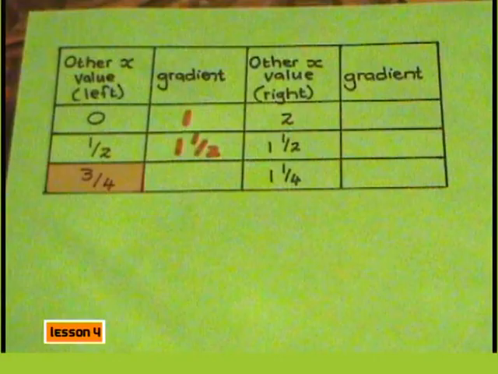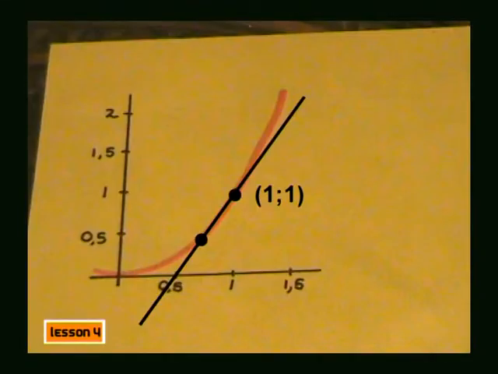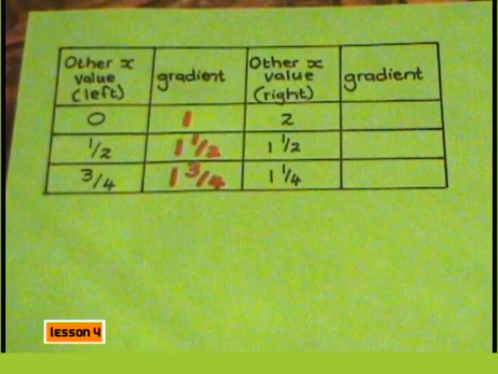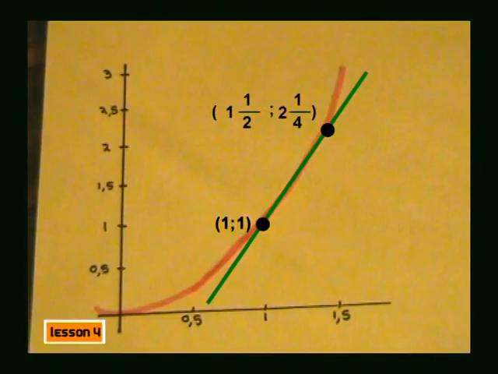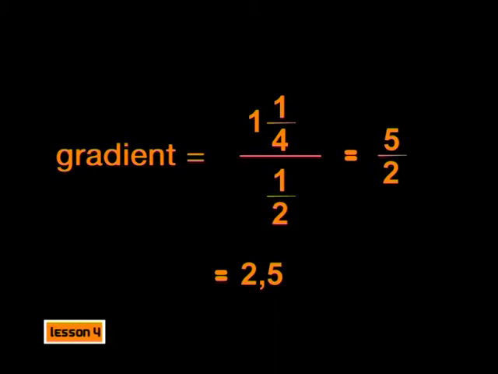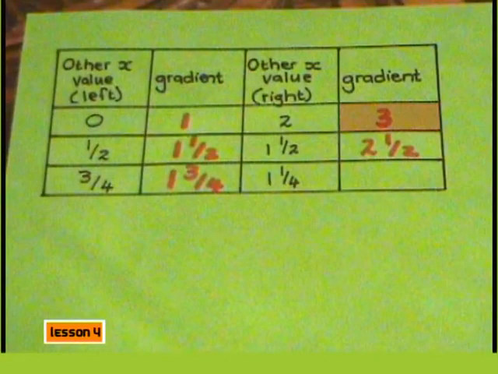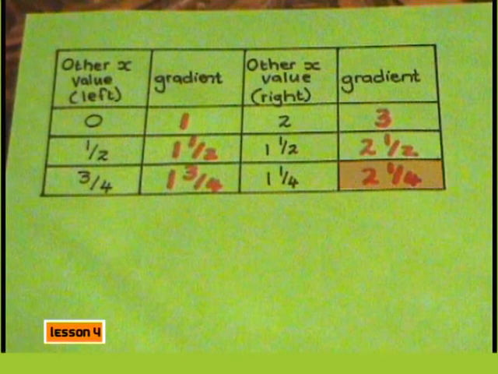Similarly, this block corresponds to this graph where we found the gradient to be 1 3/4. Finally, this block corresponds to this graph where we found the gradient to be 2.5. And the other values we haven't calculated yet are... Let me save you a bit of work here. This value is 3 and this value is 2.25.